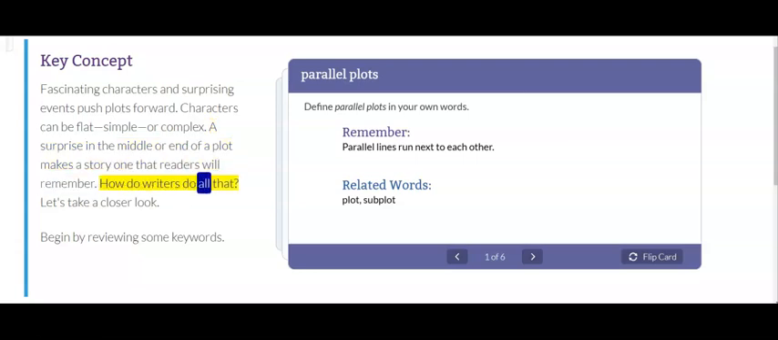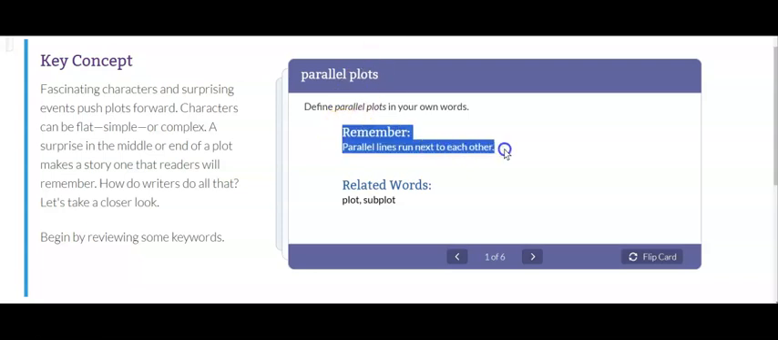How do writers do all that? Let's take a closer look. Begin by reviewing some keywords. Remember, parallel lines run next to each other.